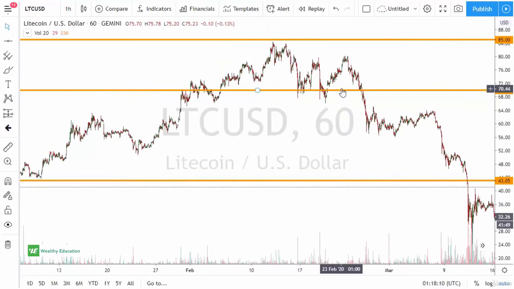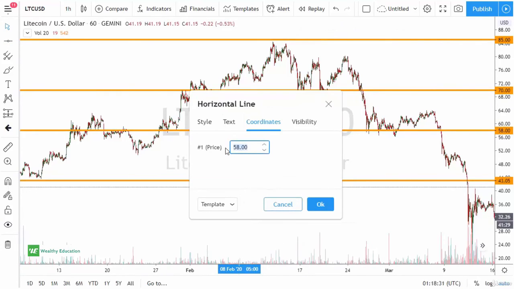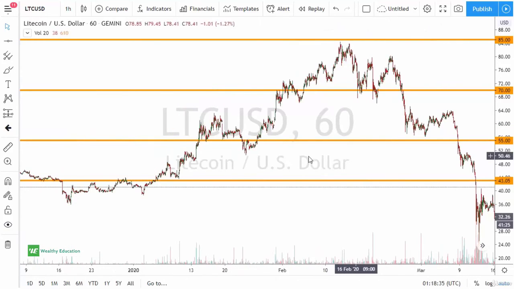Okay, so Litecoin here, you can see 70 has had an effect on price. So I'm going to take a wild guess and say that we're probably looking at about $15 intervals or so. So let's try 55. And again, it won't be perfect necessarily. It never really is, but you can start to see that there is a pattern to this.